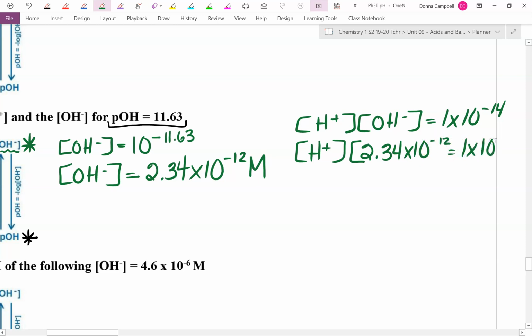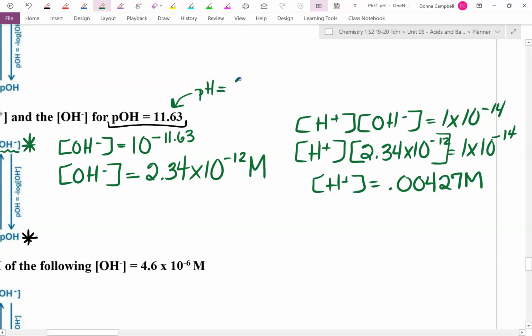That is equal to 1 times 10 to the negative 14. And when I do the math, I get an H plus concentration equal to 0.00427, just sticking to that 3 sig figs. Now this is interesting because if you look back here, that's the pOH. So what does that mean about the pH? It means that the pH is equal to 2.37. So this is an acid. Even though we asked a lot of information about the base, this is actually an acid.